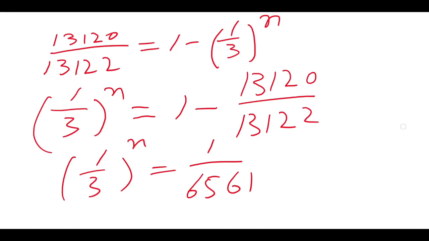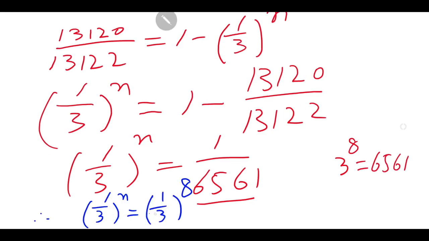Now from here I can apply the log or I can apply the exponent rule. The answer will be the same. So we're looking for 3 power something equal to 6,561. We use the calculator, which gives me the power. So 3 power 8 is equal to 6,561. Therefore 1 over 3 power n is equal to 1 over 3 power 8. The bases are the same, so I can equate the powers. Therefore n is equal to 8. Or I can apply log here. I'll show you now the log.